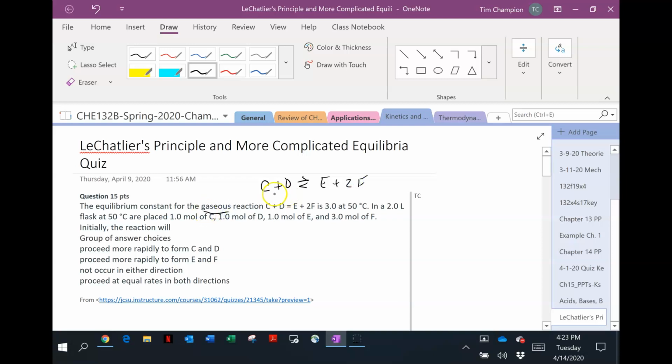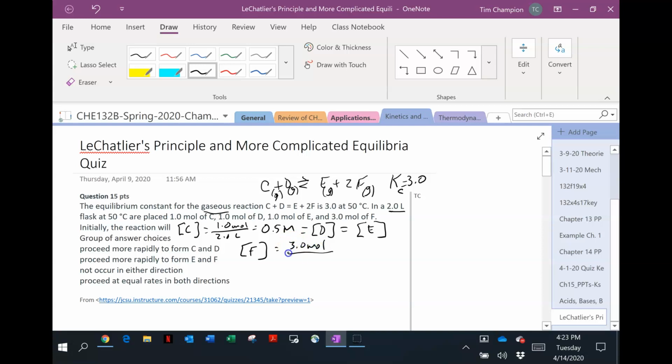It says gaseous, so that means everything's in the gas phase. And we're told that the K, which is presumably Kc, the way the problem is written here, is 3.0. Now we have a 2-liter flask, so our concentration of C is going to be 1 mole over 2 liters. That's 0.5 molar. Our concentration of D is going to be the same. Our concentration of E is going to be the same. F is going to have a concentration of 3 moles per 2 liters, and that's going to be 1.5 molar.